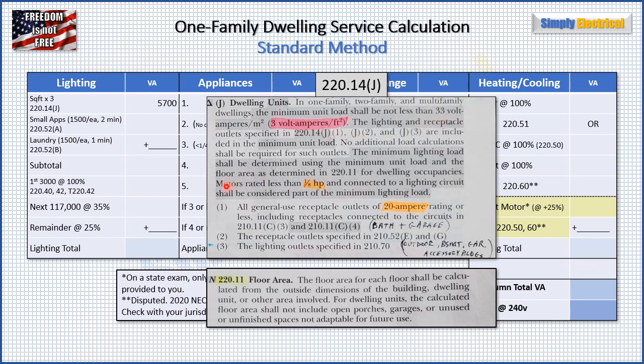Last thing it says here, it says motors rated less than 1/8 horsepower and connected to a lighting circuit shall be considered part of the minimum lighting load. So again, the last thing that's included in this minimum lighting load is any motors that are rated 1/8 horsepower or less and connected to a lighting circuit. Okay, so that explains everything about this first step in this lighting column. We took our square footage, 1900, multiplied by 3, we get 5700.